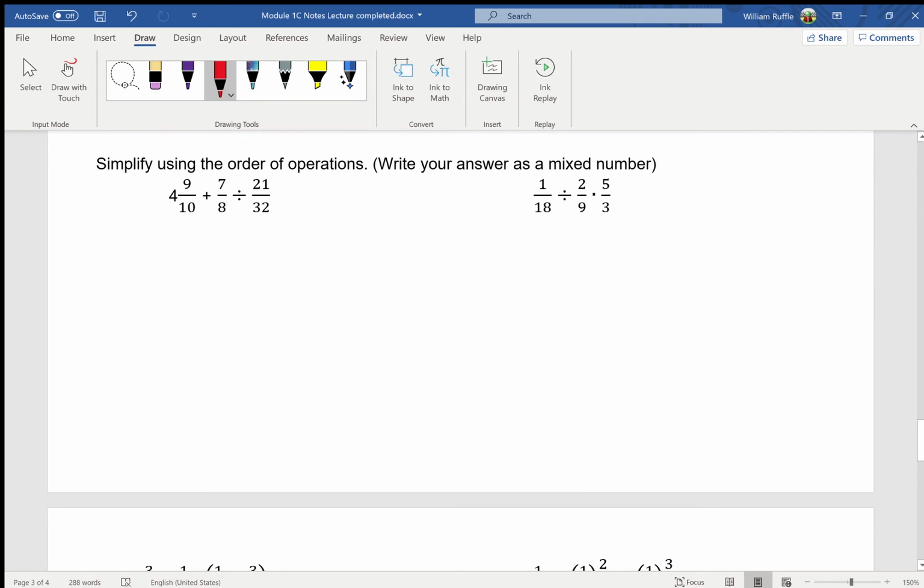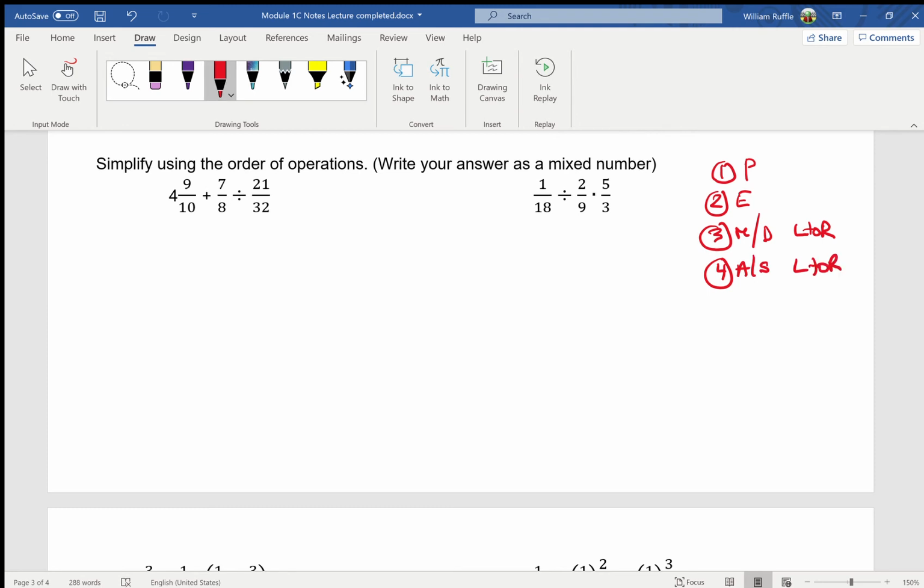All right, order of operations. We all should remember this is PEMDAS. First step is parentheses. Second is exponents. Third is all multiplication and division, left to right. And the fourth step is all addition and subtraction, left to right.